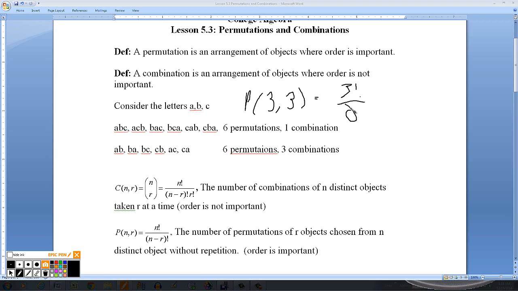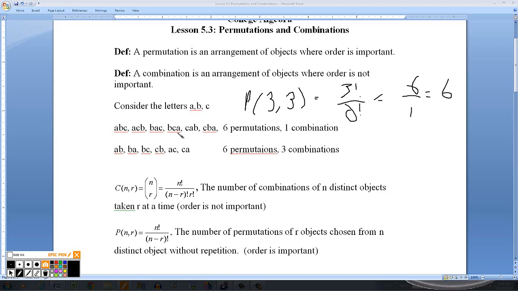You recall from the earlier lesson, 0 factorial to start off with is 1, and 3 factorial is the product of consecutive numbers from 1 to 3, so that's 1 times 2 times 3, that's 6. So I get 6 over 1, which is 6. Okay, so the number of permutations of 3 things taken 3 at a time is 6, which is what we counted here.